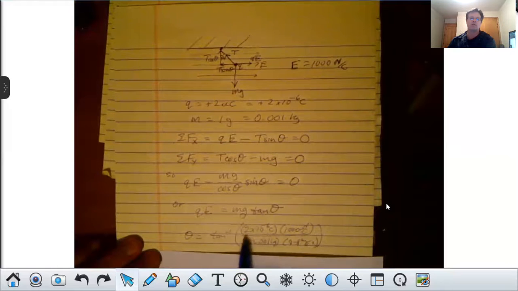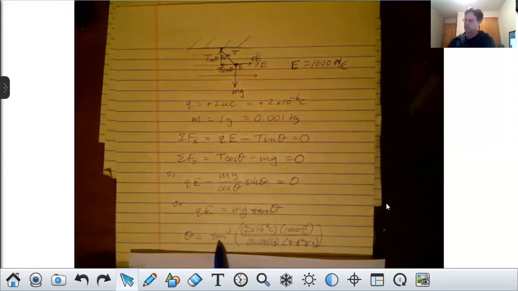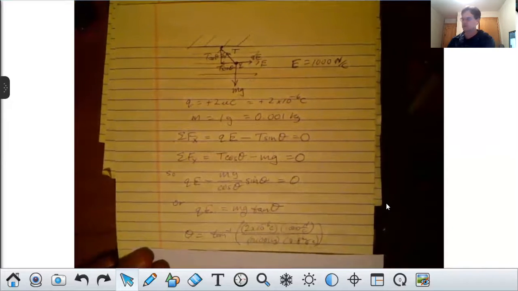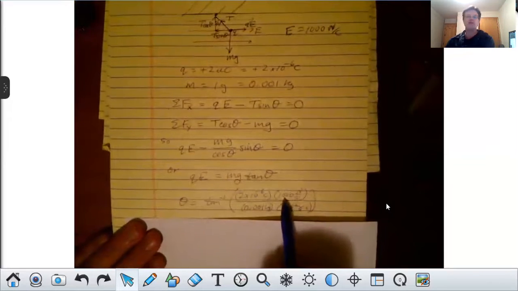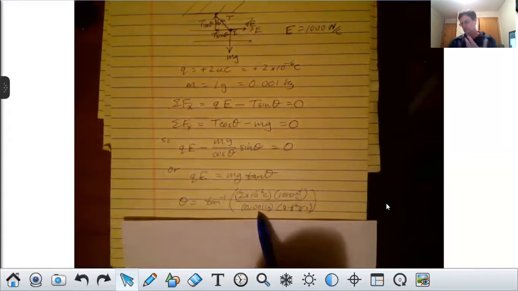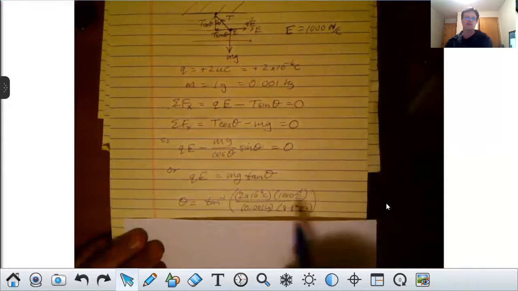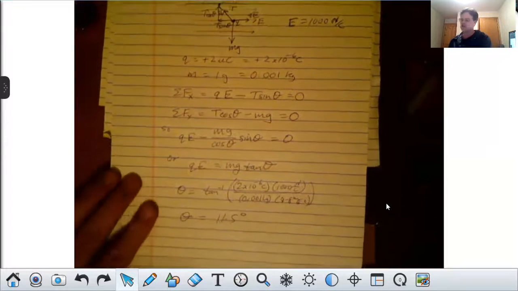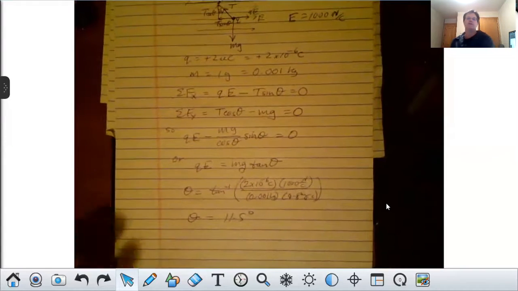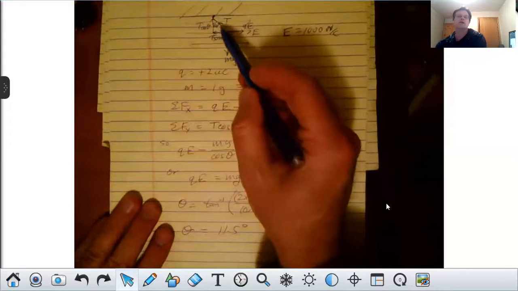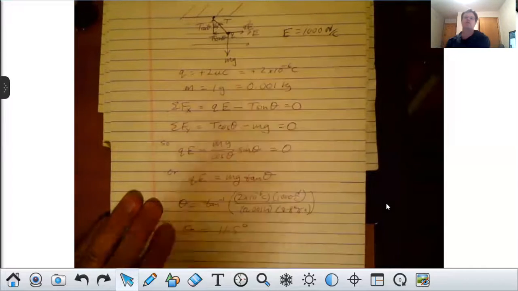And then I just plug in the numbers. Theta is the inverse tangent of QE over mg. Q was 2 times 10 to the negative 6, E was 1,000 newtons per coulomb, the mass was 1 gram or 0.001 kilograms, and g, since we're near the Earth, is 9.8 meters per second squared. Do that calculation and you'll get 11.5 degrees. So the light string ends up 11.5 degrees from the vertical.